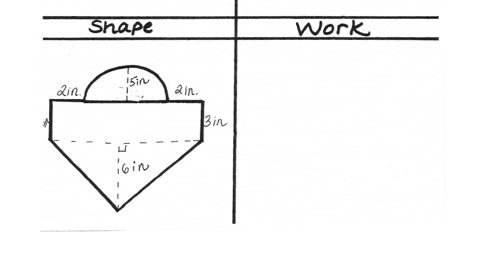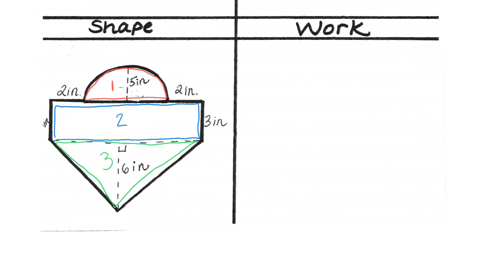All right, so let's look at the next one. So, again, let's break it into shapes. I see a semicircle here. So that's 1. I see a rectangle here, which is 2. And then I see a really large triangle.